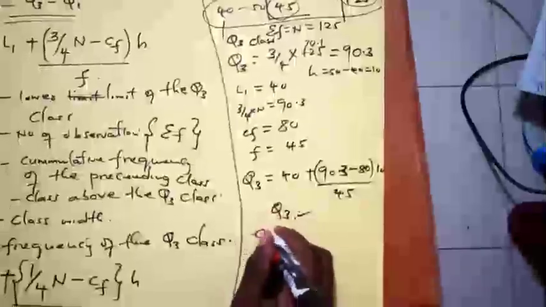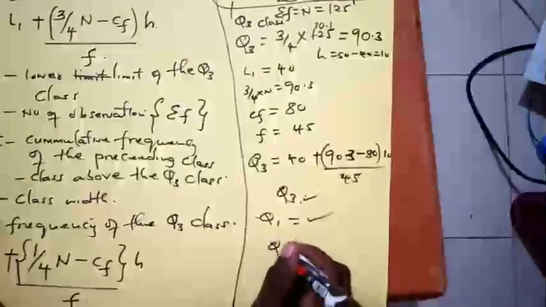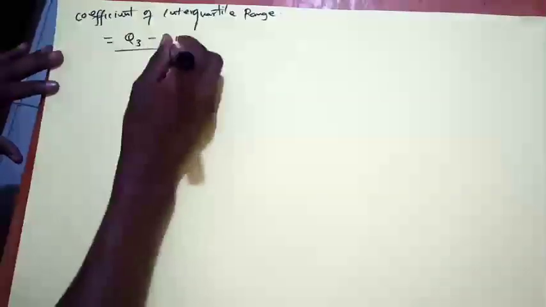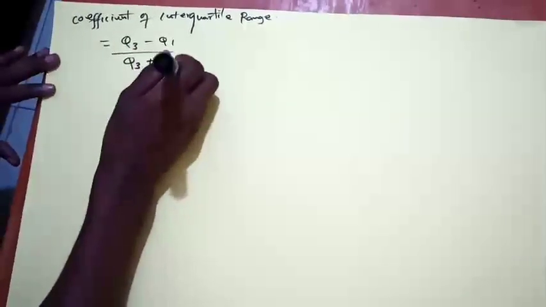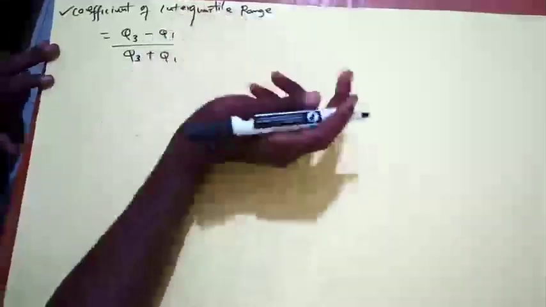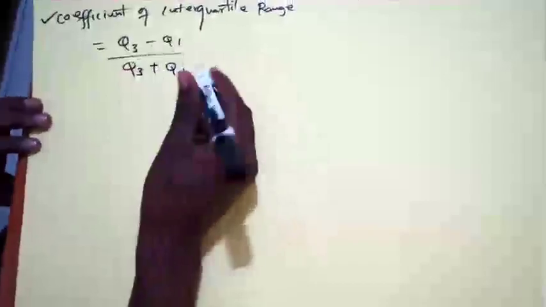So you can go work for Q1, you can go work for Q2. That's how we go about the range. Then we have the coefficient of interquartile range. It is given by Q3 minus Q1 over Q3 plus Q1. So after using the data we had, if you manage to come up with Q3 and Q1, you can just substitute, then you get the coefficient of interquartile range.